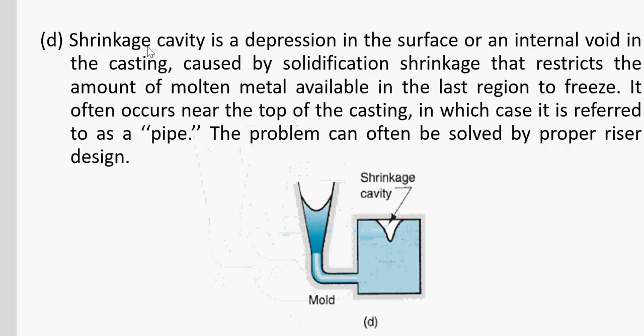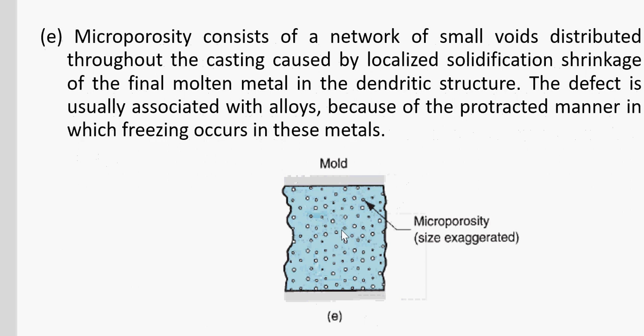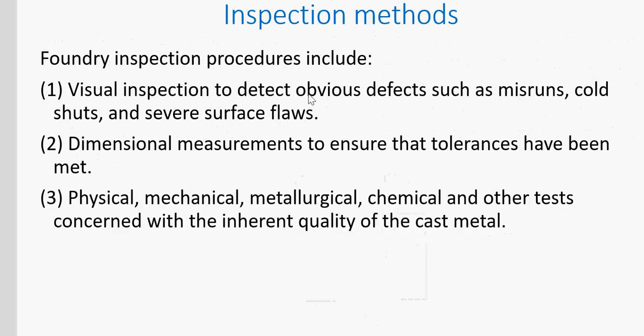We have shrinkage cavity. This is it. It's not properly filled up. So this is a cavity. We have microporosity. These are pores, like air being entrapped, and so it creates pores all over the surface of the cast. So this is also a defect. So inspections are important to be able to detect some of these defects.